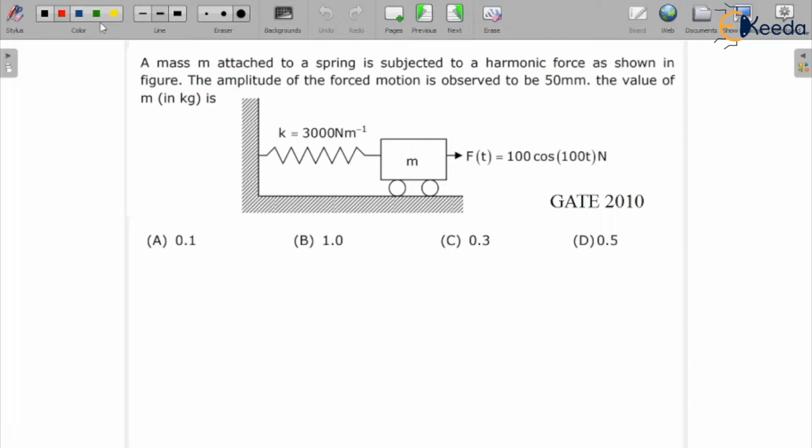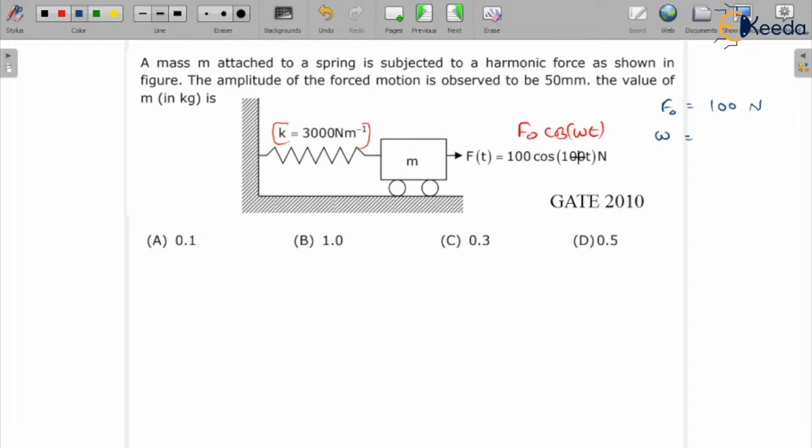The value of mass in kilograms is what we have to calculate, and what is given is the spring stiffness, 3000 Newton per meter, and this is the excitation force, or harmonic force. So you know that this is equal to F naught cos omega t, where omega is the force frequency, also known as speed. So we can write F naught is equal to 100 Newton.